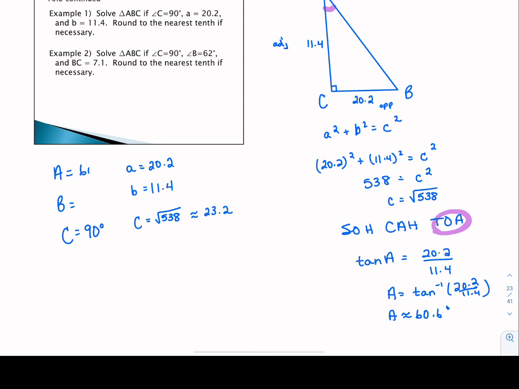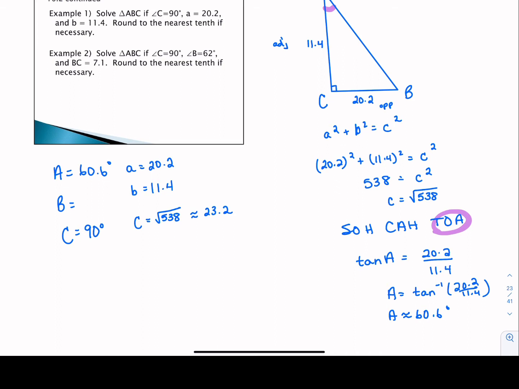Now we can put that in here as our missing angle measurement, but we still need to find angle B. There are two ways you can do this. If you want to just add up angles A and C and subtract that from 180 degrees, because we know the sum of all three angles needs to be 180 degrees, or you can go through another trig ratio in order to solve for B. So let's do that just to practice.